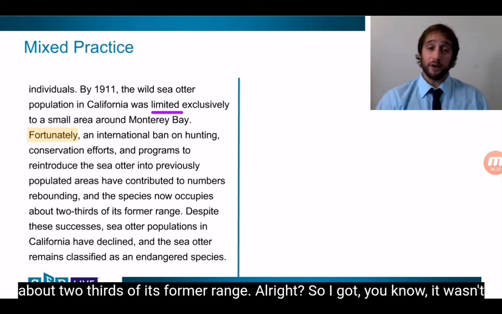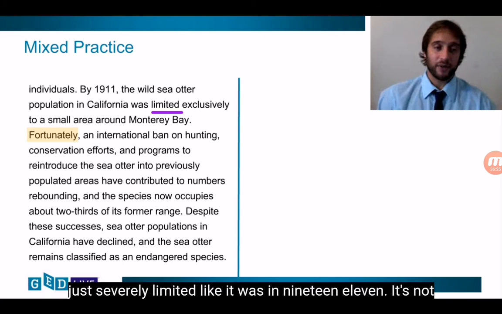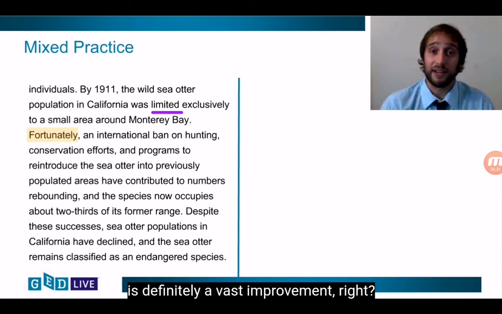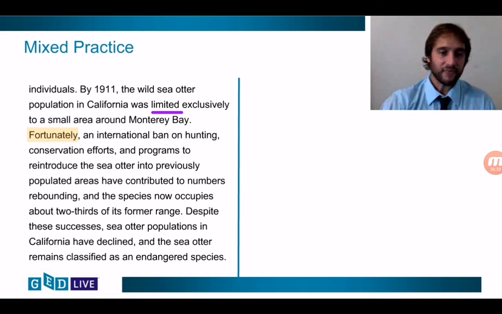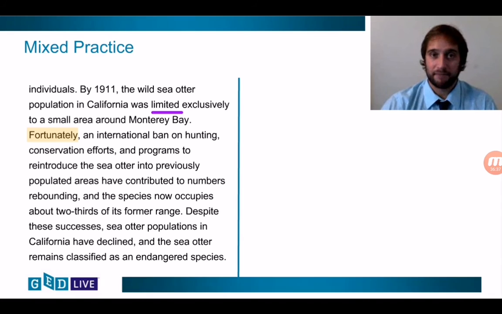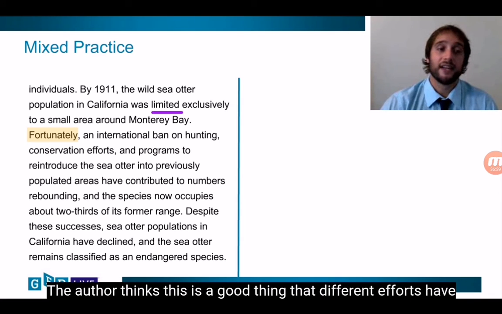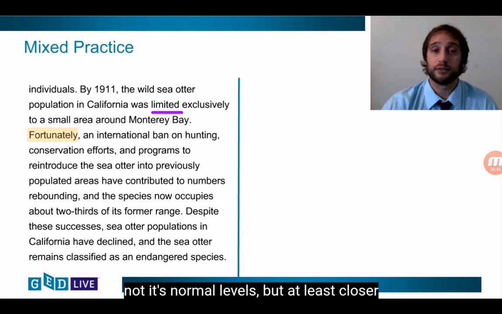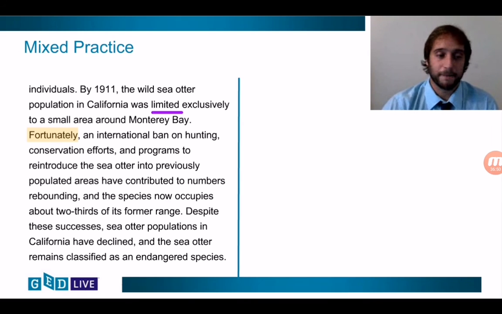All right, so it wasn't just severely limited like it was in 1911. It's not back to the complete range, but 2/3 is definitely a vast improvement, right? And we know too here that the author is glad that this has happened. The author thinks this is a good thing that different efforts have helped the otter population return, not to its normal levels, but at least closer than what it was at its lowest point.